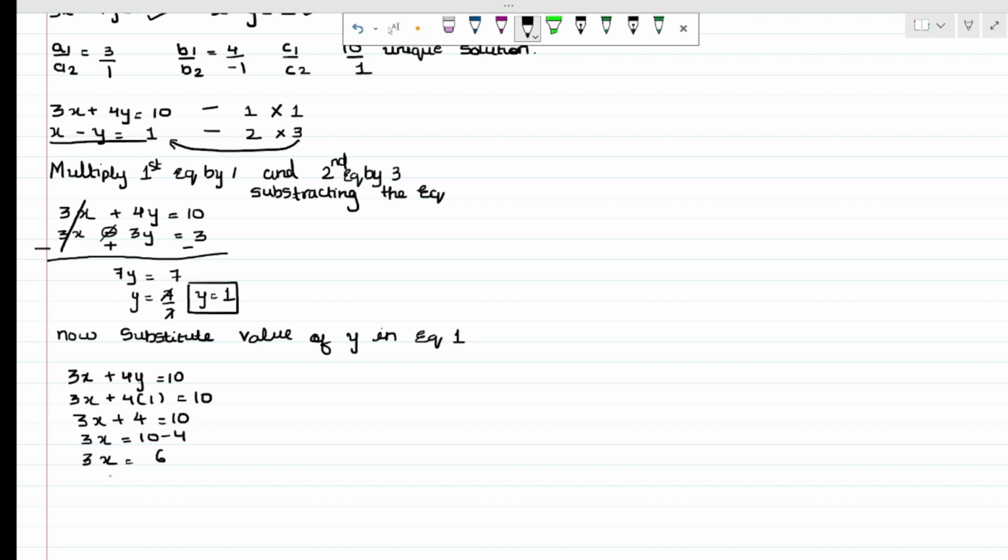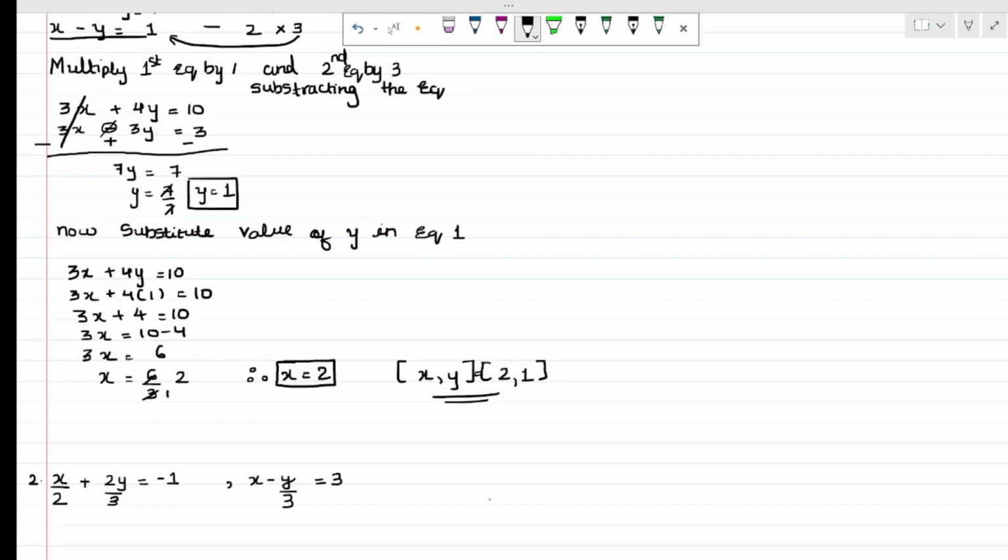Now, 3 is in multiplication, so it goes to the denominator. That means divide. 6 divided by 3 gives me 2, because 3 ones are 3, 3 twos are 6. Therefore, the value of x is equal to 2. This is the elimination method. So, you can write it as x comma y equals to 2 comma 1. Easy. You can practice it and you can do it clearly.